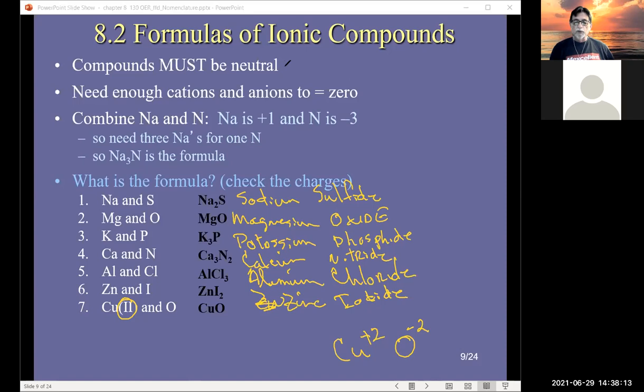Our name, however, would be copper(II) oxide. Now, somebody asked a question about the spacing. There's not a problem with respect to copper, space, and Roman numeral 2.